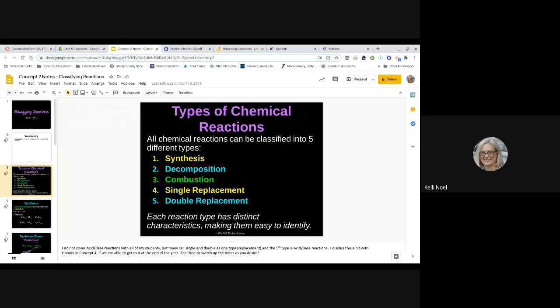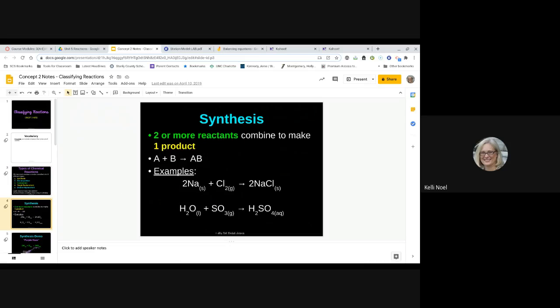You can think of synthesis as combining. You can think of decomposition as breaking apart. So synthesis, you've got 2 or more reactants, and you get one product. So you're going to have 2 things being combined together and you end up with one thing in the end. Synthesis. So you're making something new.